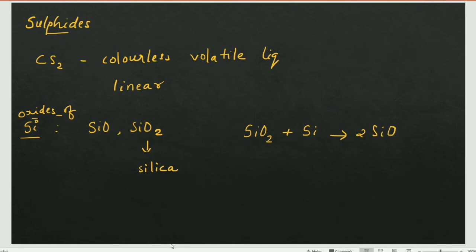Talking about sulfides, the first one is carbon sulfide, CS2. CS2 is a colorless, volatile liquid, and the structure is linear. Just remember the structure: CS2 is linear.